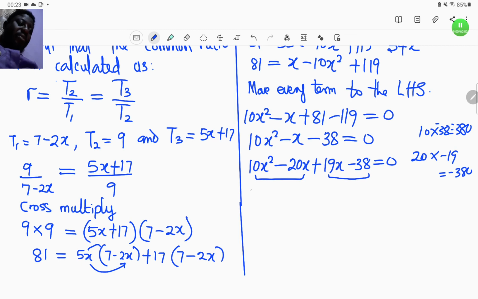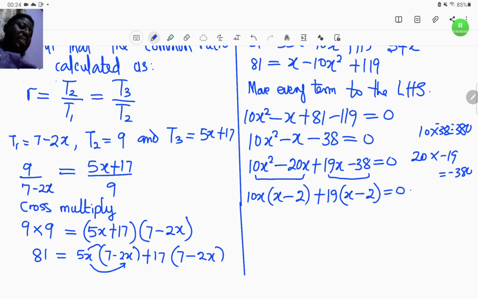So from the first two terms, the common factor here is 10x. Write it outside, open a bracket. How many 10x do we have in 10x squared? You have ordinary x. Minus, how many 10x do you have in 20x? We have just ordinary 2. Then plus 19 is the common factor here. How many 19 do you have in 19x? We have ordinary x. Minus, how many 19 do we have in 38? We have 2, equal to 0.